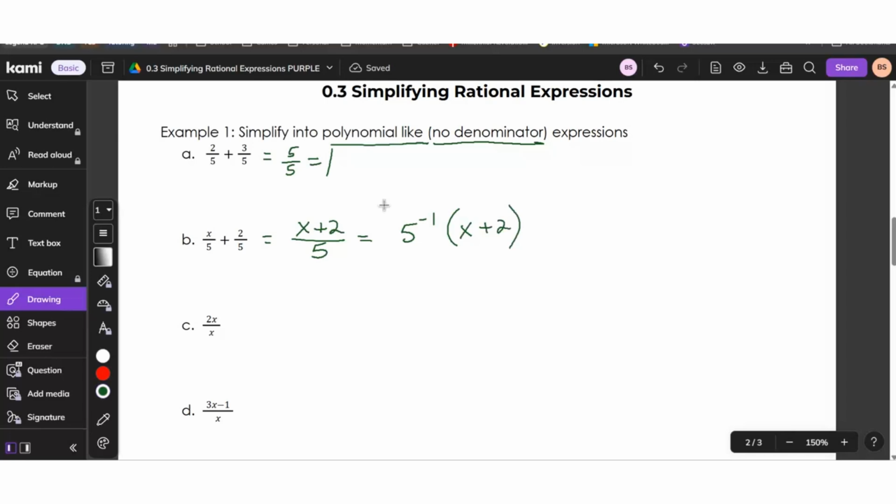Now, we don't technically have it looking like a polynomial yet, because we would need to distribute it in. So that means I'm going to get 5 to the -1 x plus, and this is where it's tricky, be very careful, I cannot combine 2 times 5 to the -1. So I have to just literally write them both out.